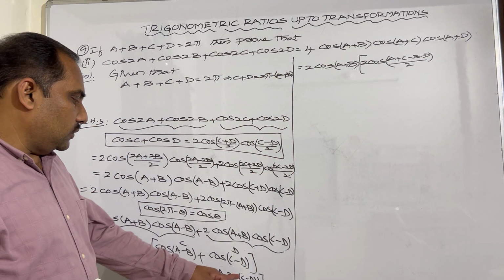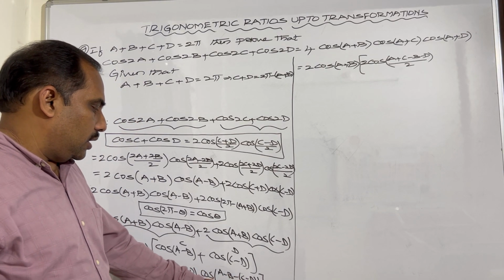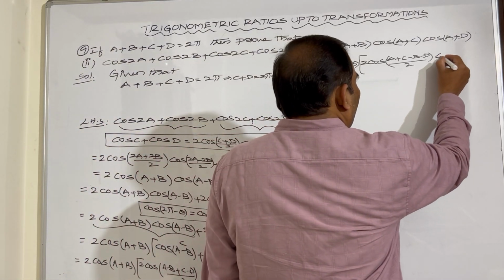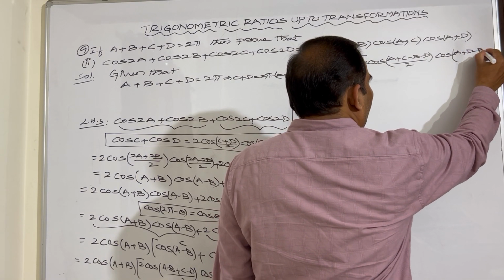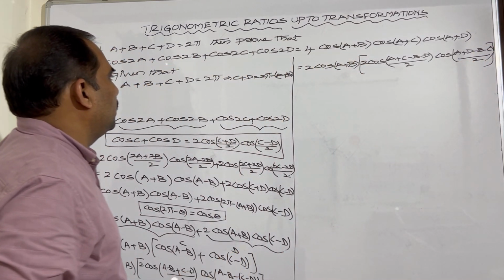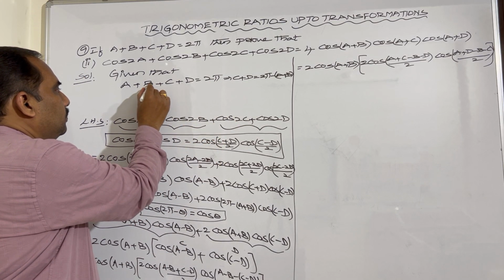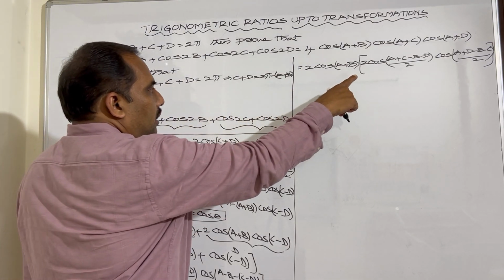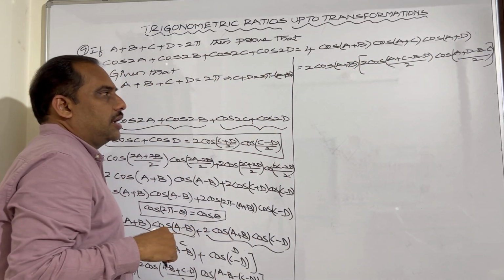So here cos of a minus b, and minus c plus d, here minus into minus is plus, so that's why a plus d and minus b minus c is written here, cos of a plus d and minus b minus c, whole divided by 2. Now if you observe here, a plus c and a plus b plus c plus d is equal to 2 pi. So from this, we have to get the values in terms of a plus c and a plus d on the right hand side.